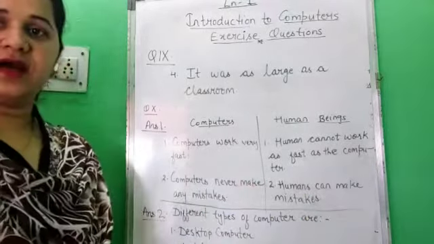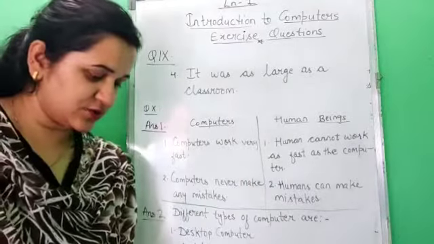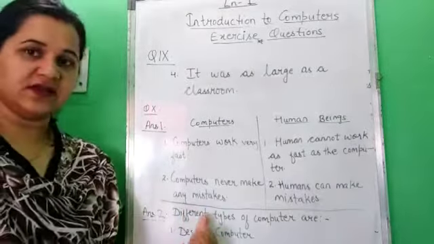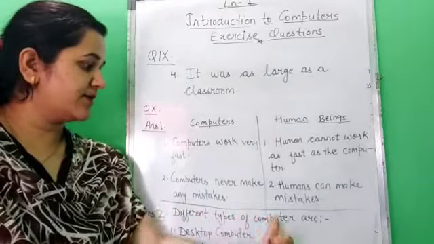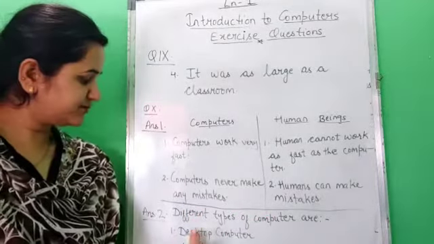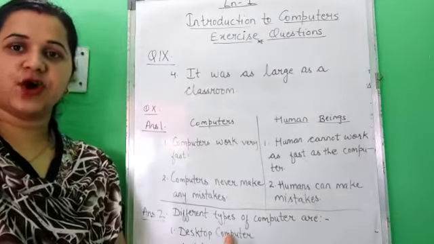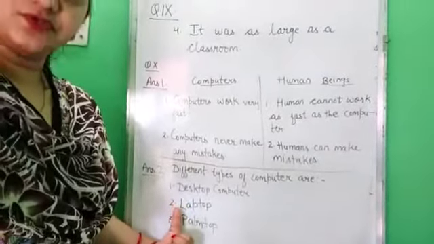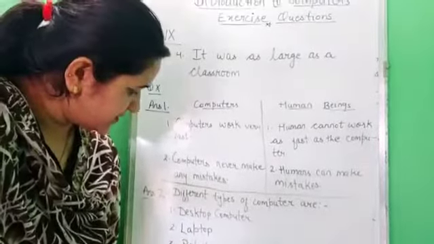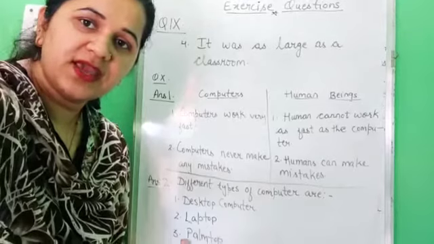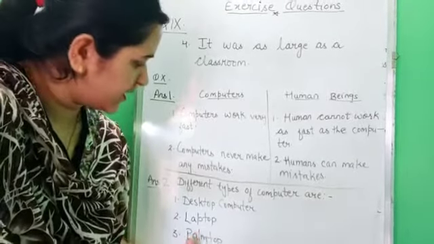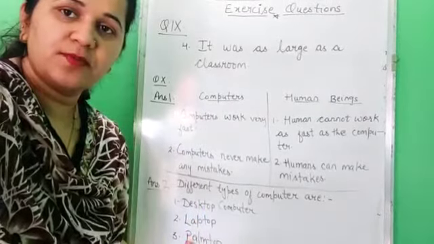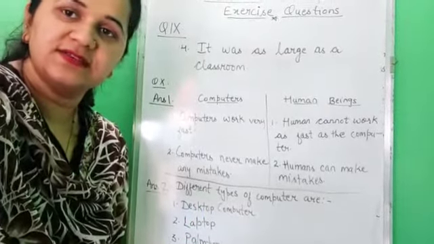Okay children, now come to the next question. Question number 2. Name different types of computer. So you will write down like this. Different types of computer are, first, desktop computer, second, laptop, and third one is the palm top. P-A-L-M-T-O-P, palm top. Okay. Desktop computer, laptop, palm top. Okay. So this is how you will write down the answer.